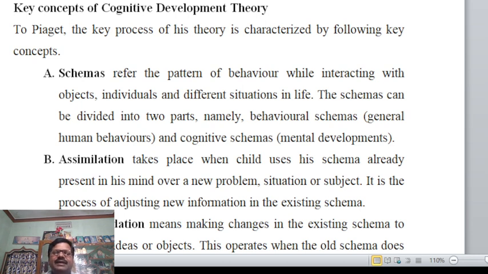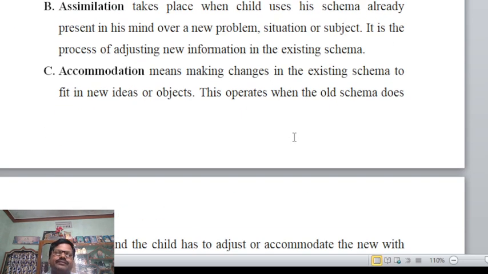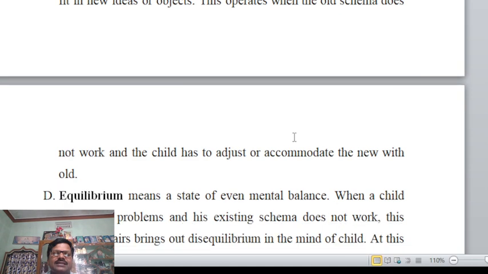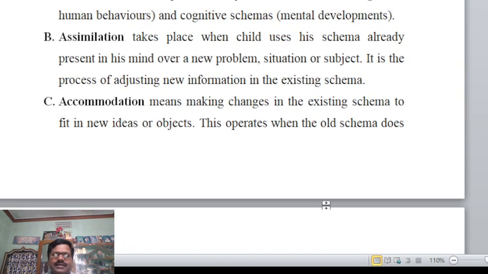It means assimilation takes place when the child uses his schema already present in his mind over a new problem, situation, or subject. It is a process of adjusting new information in the existing schema. In simple words, assimilation is the process of adjusting new information in the existing schema. Try to understand the concept well. Next one is accommodation. First one is assimilation, and next one is accommodation.